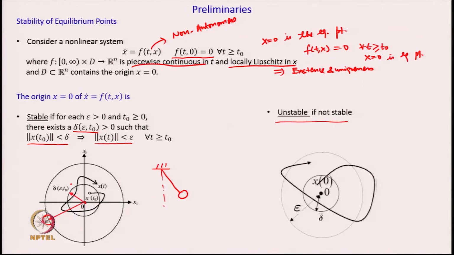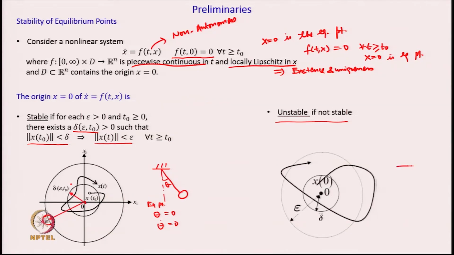So, for this system, we consider the equilibrium point to be theta equal to 0 and theta dot equals 0. That is the equilibrium point that we are considering. You can see that if we perturb the system slightly from the equilibrium point, and suppose we assume that there is no friction in the system, then for all future time the pendulum keeps oscillating about the equilibrium point, and we can say that the system is stable.